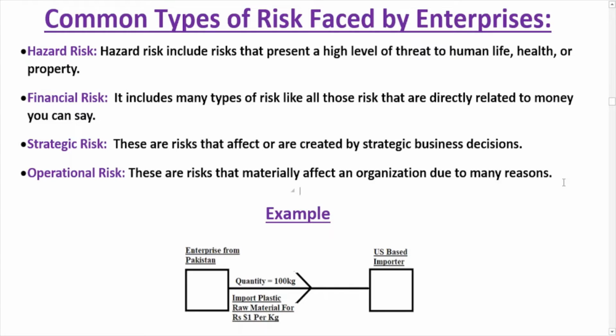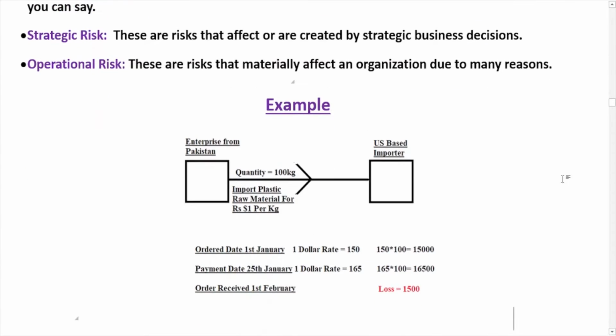If we take an example of financial risk, I have made a very good example to explain it to you. Let's suppose there is an enterprise in Pakistan, and they manufacture plastic household items. They purchase the raw material for plastic items from a US-based importer, from the USA. Let's make a simple scenario, just for the sake of understanding.